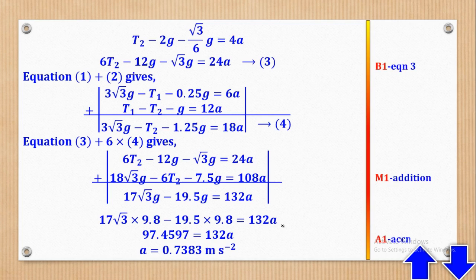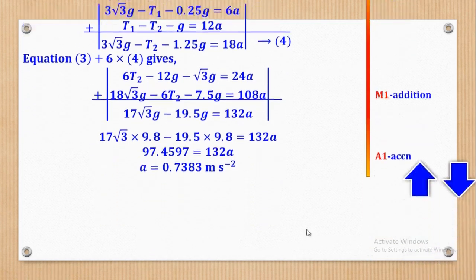So before I get the next slide, let's see how marks can be awarded for this. So B1 will be for equation 3, M1 for this addition, and A1 for this acceleration. So now that I've got acceleration, I can use the equations 1, 2, 3 to come up with the values of T1 and T2.